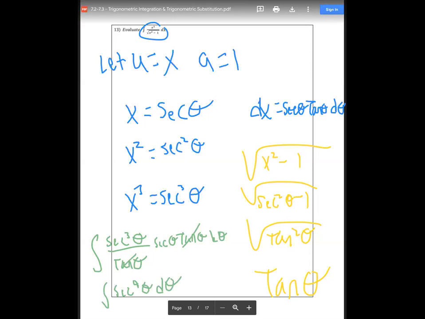And now all we have to do is integrate that. And then of course, use a little triangle and figure out and replace every theta with an actual x. So let's go there. I'm going to erase everything not in green just because we're kind of done with that at this point.